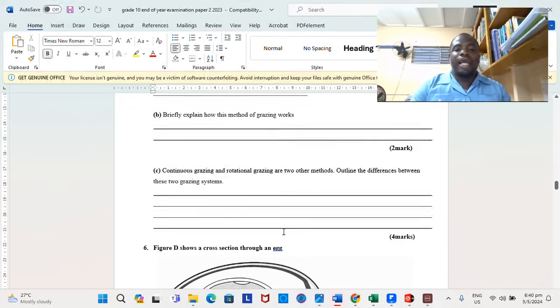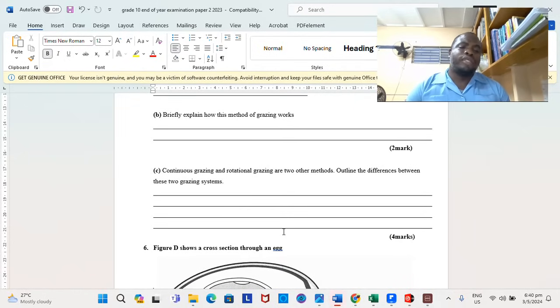Continuous grazing and rotational grazing are two other methods. Outline the difference between the two grazing systems. Now, as the word suggests, continuous. So the animals are allowed to go and graze in the pasture continuously. So there's no real restriction to the animals. And so you basically allow them to just roam and gather their forage when it is necessary.